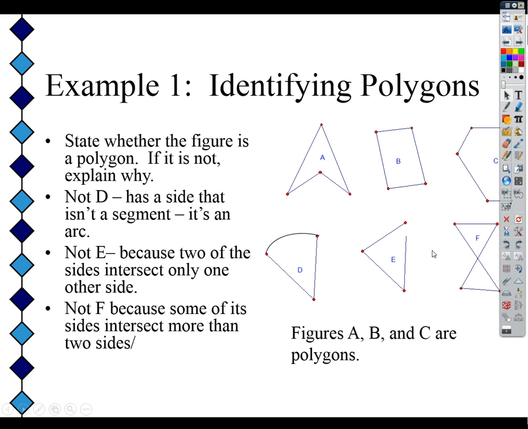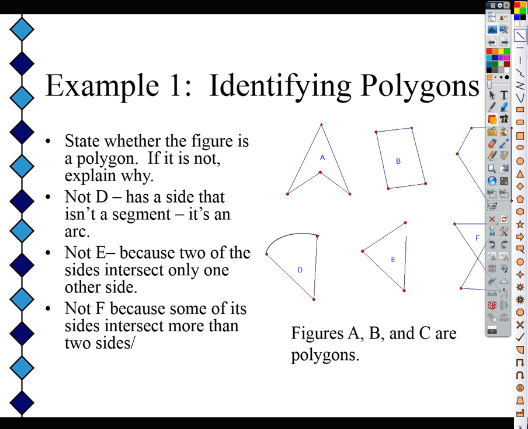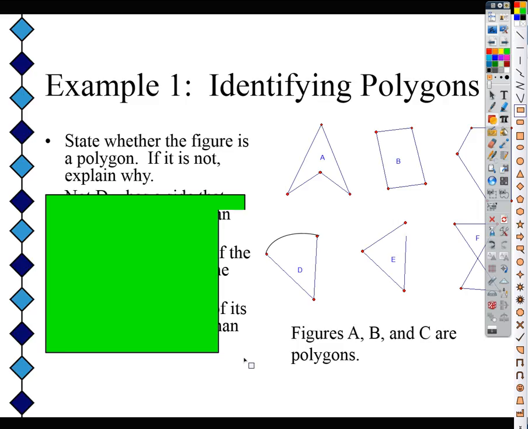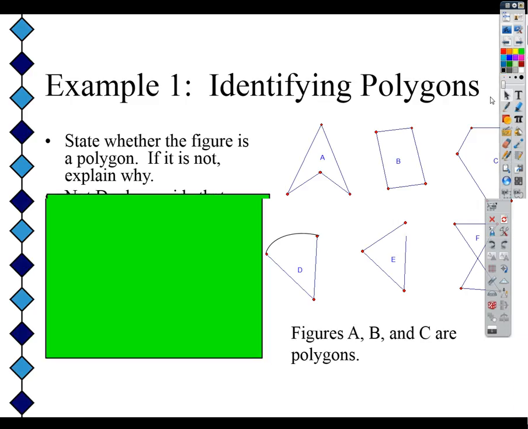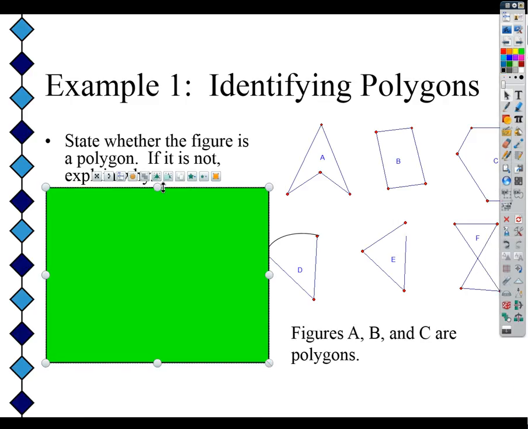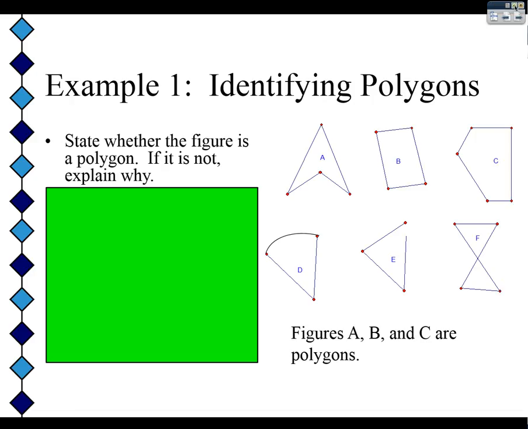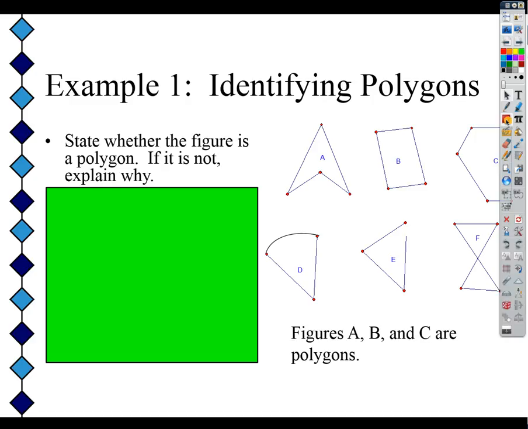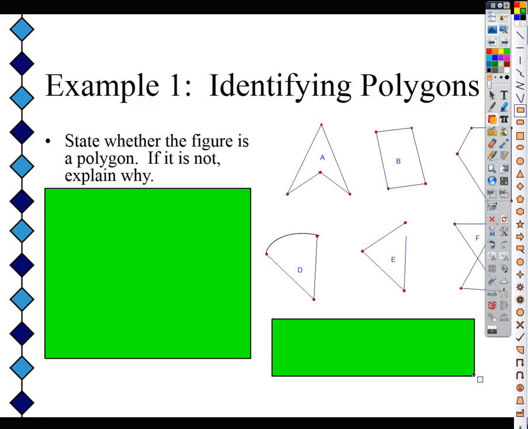Okay, so real quick, let's take a look here. Which of these, let's go through these one at a time. Decide whether these are polygons or not, based on our description.